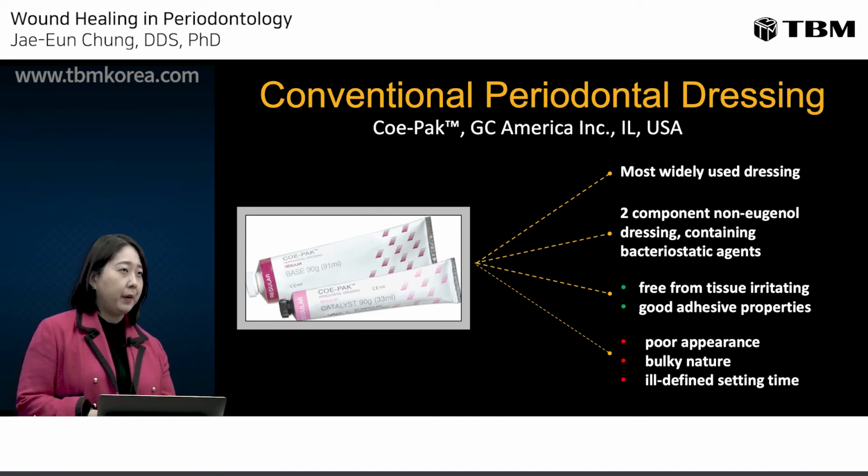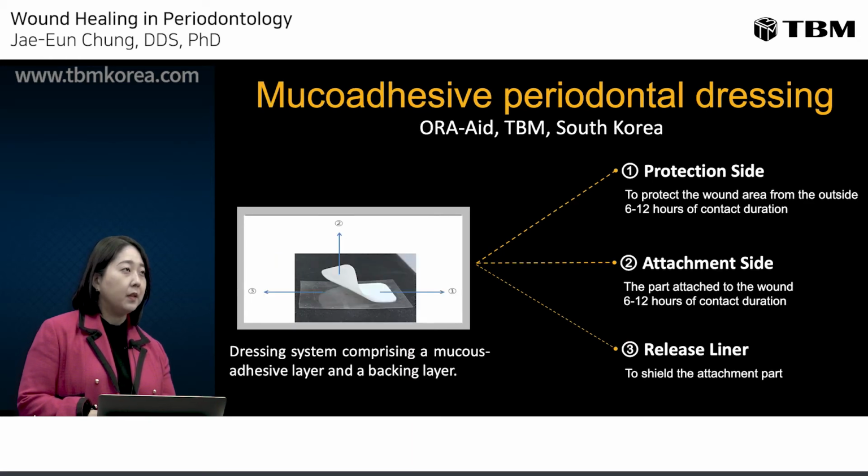When you hear the word periodontal dressing, the first thing that comes to mind is a product called Coe-Pak. Coe-Pak is the most widely used non-eugenol dressing and consists of two components, base and catalyst, containing bacteriostatic agent. Coe-Pak is free from tissue irritation and has good adhesive properties, but it has poor appearance, bulky volume, and ill-defined setting time. So, to overcome these drawbacks of Coe-Pak, a new mucoadhesive periodontal dressing called Ora Aid was developed.